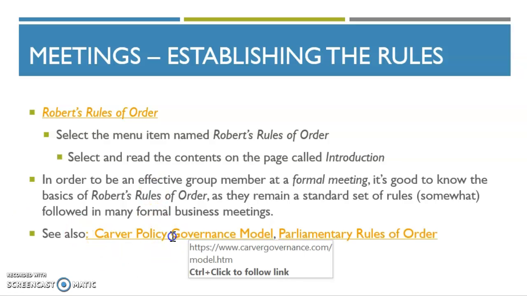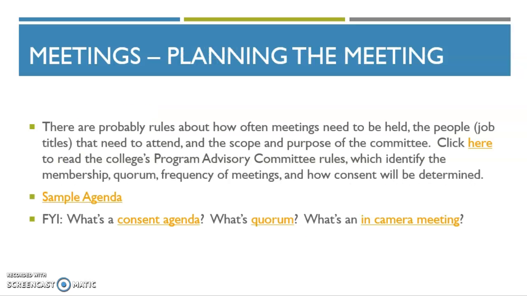This is another model, a Carver policy governance model, and parliamentary rules of order. Those are two other sets of rules that some meetings use instead of Robert's Rules of Order. Typically, if you're in a not-for-profit, so things like a library, a school board, a college, you might use the Carver policy governance model.